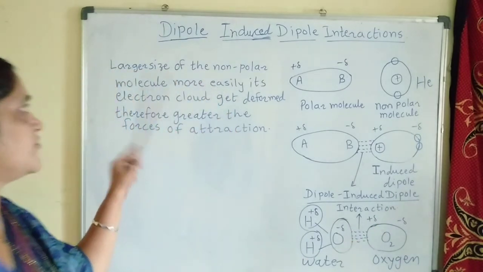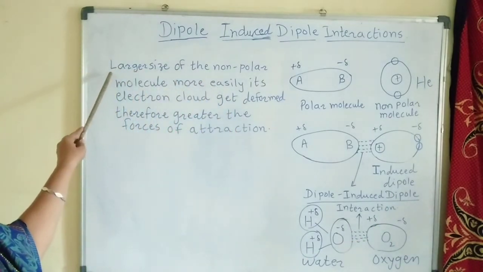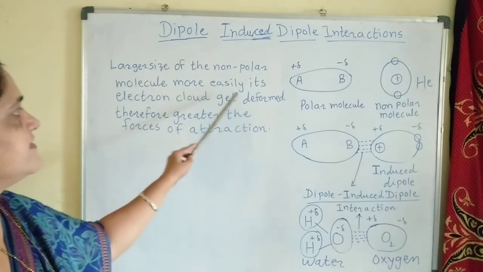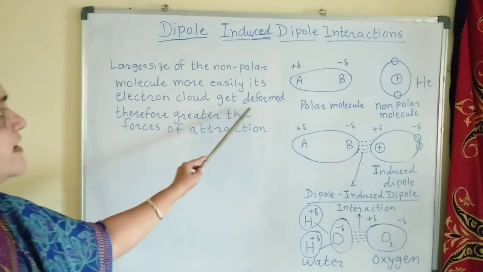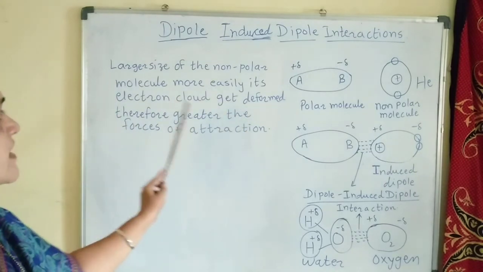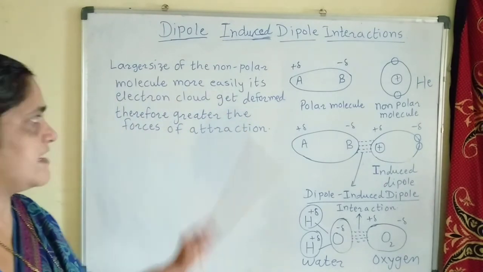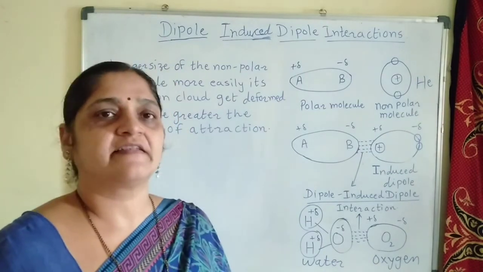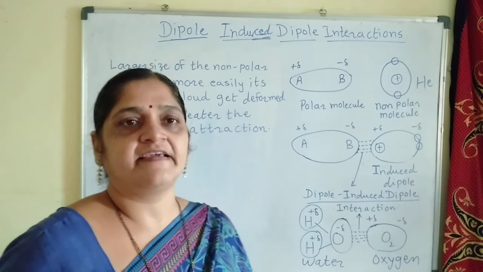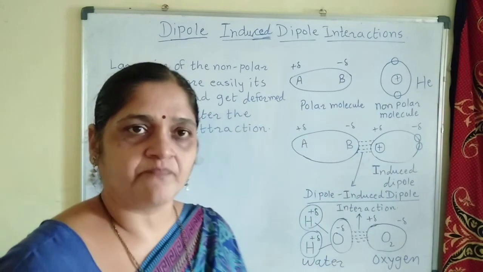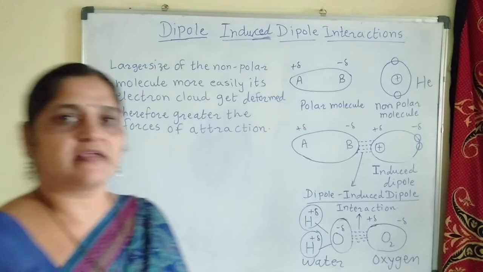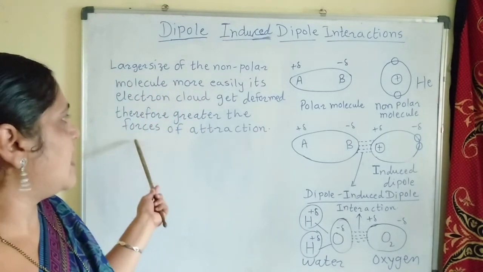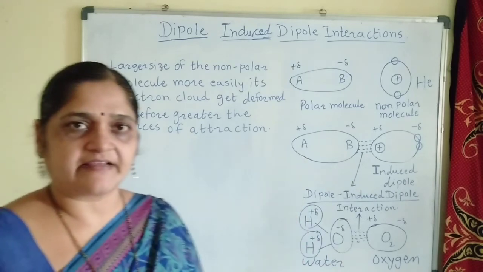Now the most important point to remember is that the larger the size of the non-polar molecule, the more easily its electron cloud gets deformed, and therefore the greater the forces of attraction. So if the non-polar molecule has a larger size, then easily its electron cloud will get deformed, and as its electron cloud gets deformed, then the dipole induced dipole interaction will have greater forces of attraction.